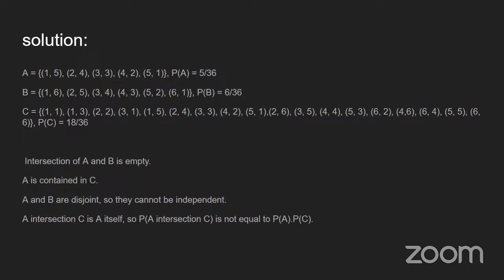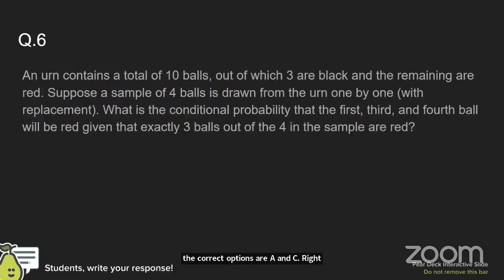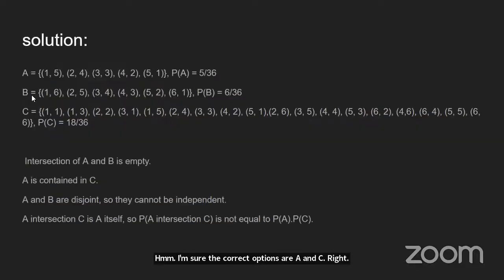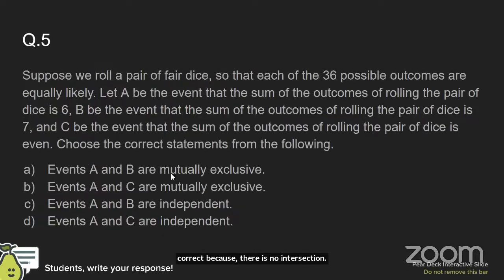Excuse me, ma'am. Yes or no? So the correct options are A and C, right? Okay. So A is correct because there is no intersection. So A and B are mutually exclusive.